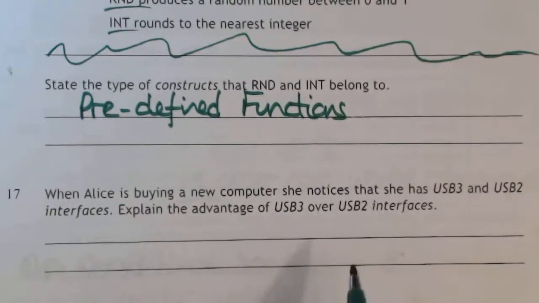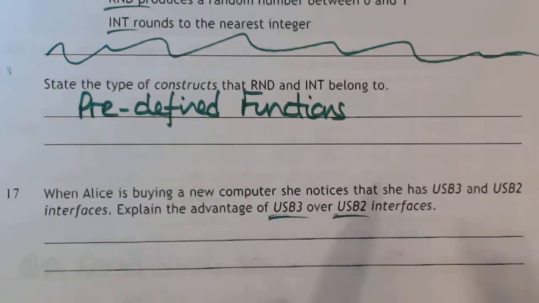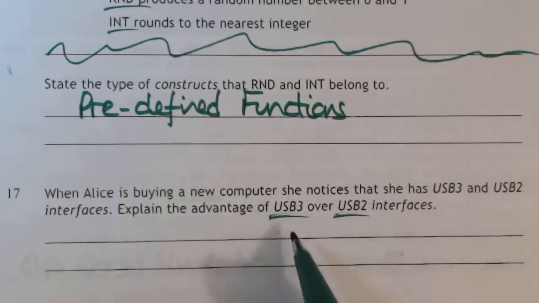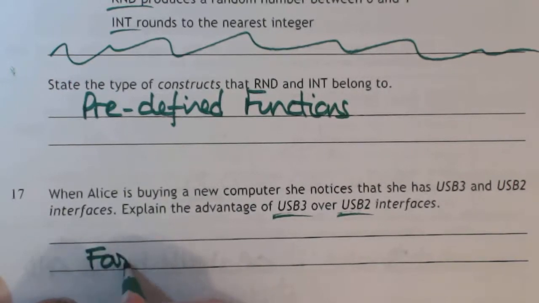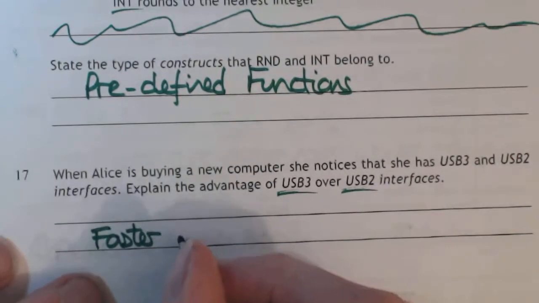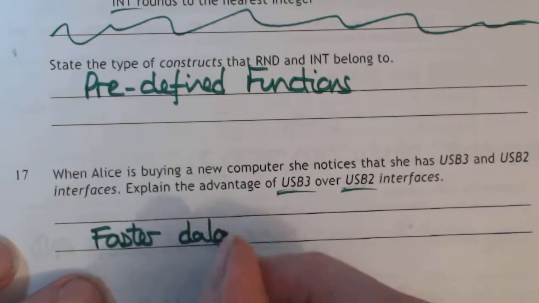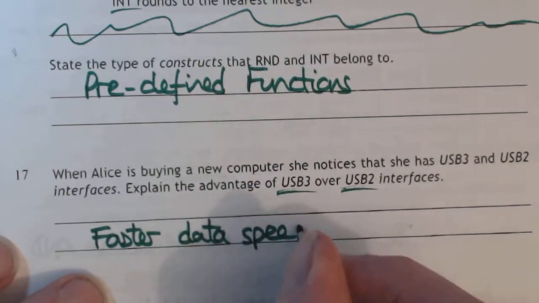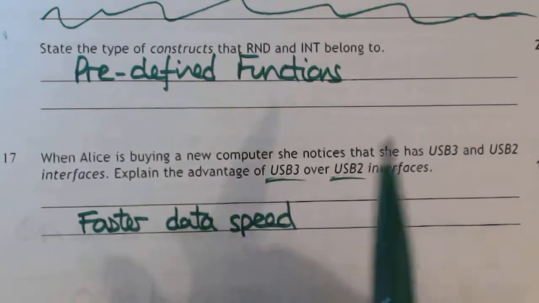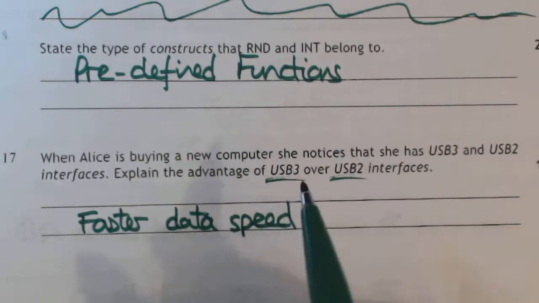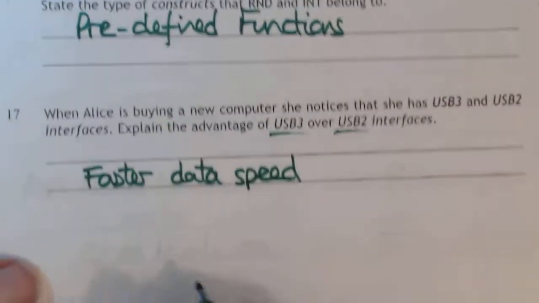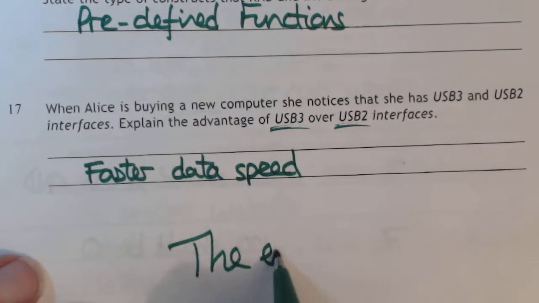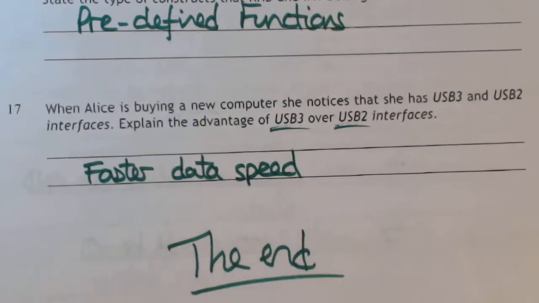Right. And the last one is the difference between USB 3 and USB 4. Well, if you've got something at home that uses either of these, you'll find USB 3 has a faster data speed. So you can save or read or write to a device using USB 3 a lot quicker than you can with USB 2. And that is the end. Oh, 23 minutes, 25 seconds.